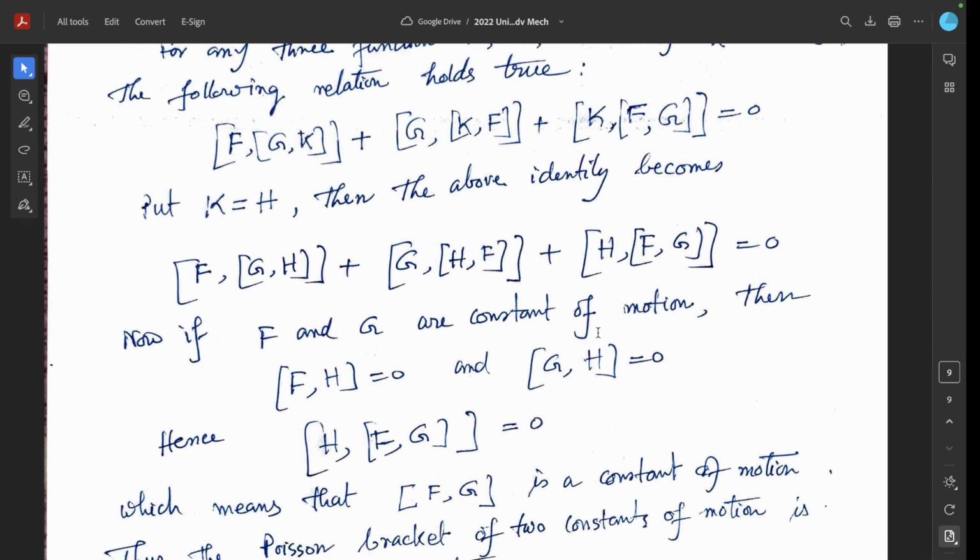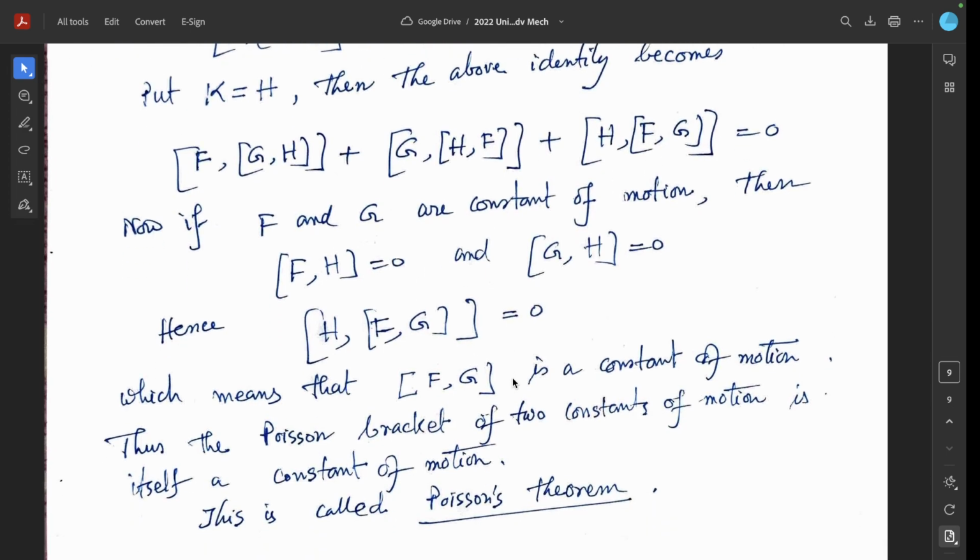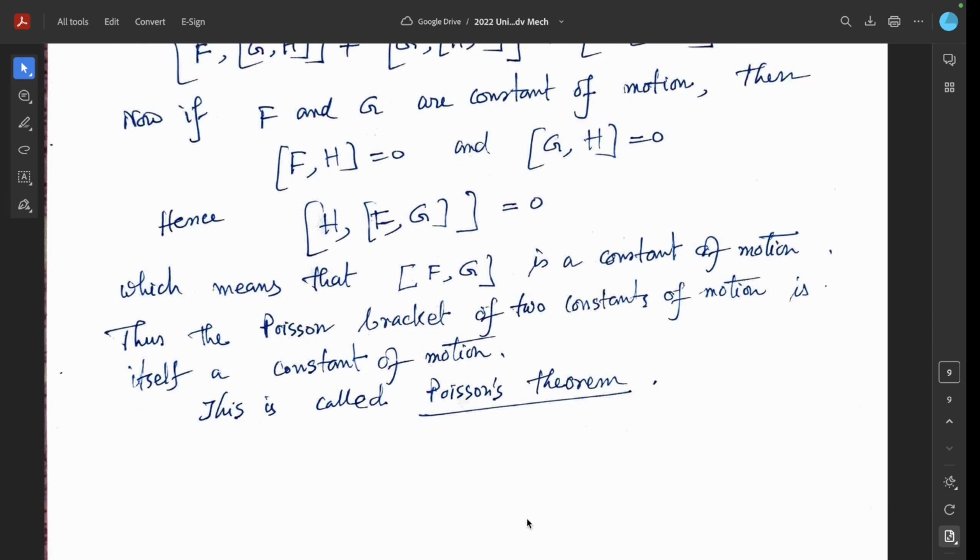Now f and g are constants of motion. Then the Poisson bracket of f and h equals 0, and the Poisson bracket of g and h equals 0. So we find the Poisson bracket of h and the Poisson bracket of f and g equal to 0, which means that the bracket of f and g is a constant of motion. Thus, the Poisson bracket of two constants of motion is itself a constant of motion, and this is called Poisson's theorem.